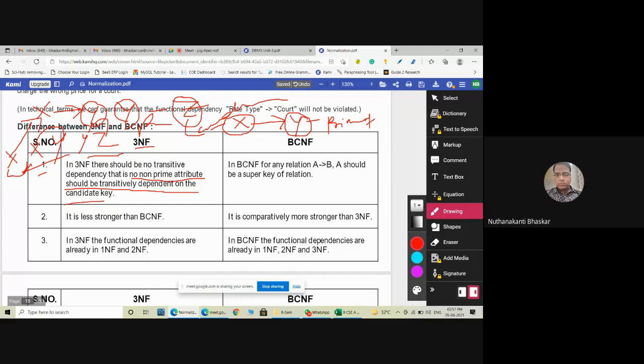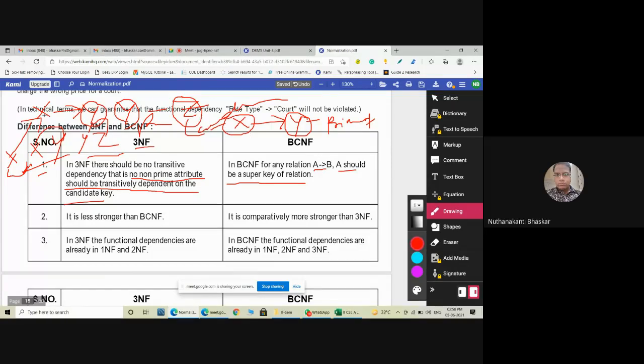Now, same thing in BCNF. The definition: in BCNF, for any relation, if A determines B, then A should be a super key of the relation. Yes, we can apply the same mechanism: X determines Y determines Z. It is not accepting transitive dependency. In BCNF, everything is the same.